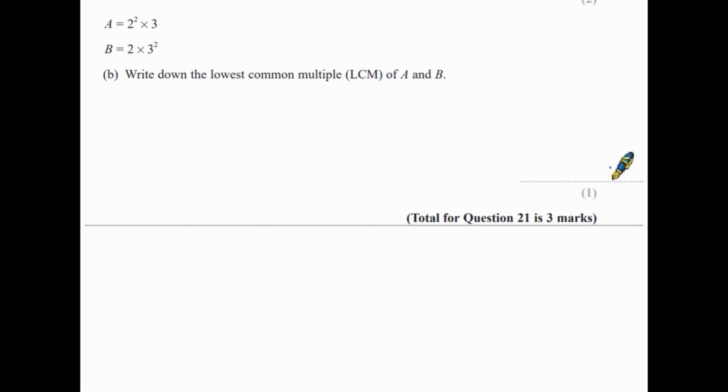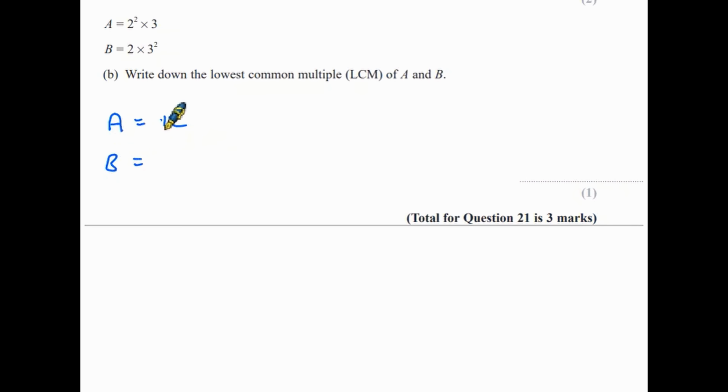It says A equals 2 squared times 3, B equals 2 times 3 squared. Write down the lowest common multiple of A and B. I can't help but feel this looks more complicated than it needs to be. Let's just have a look at this. We know that A is 2 squared times 3. So 2 squared is 4. 4 times 3, A is simply 12.